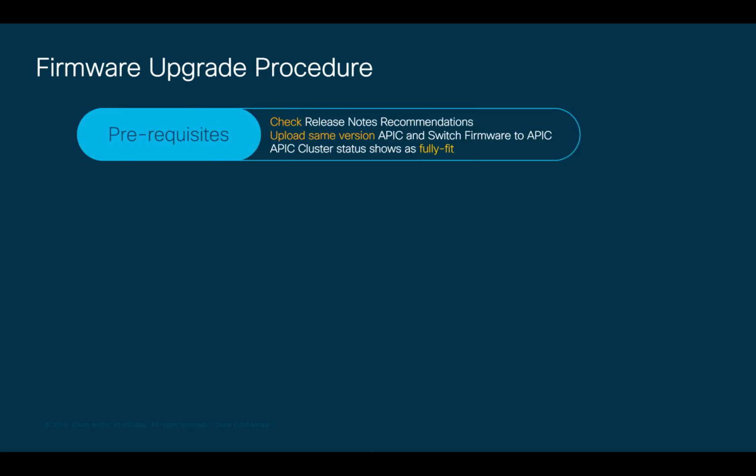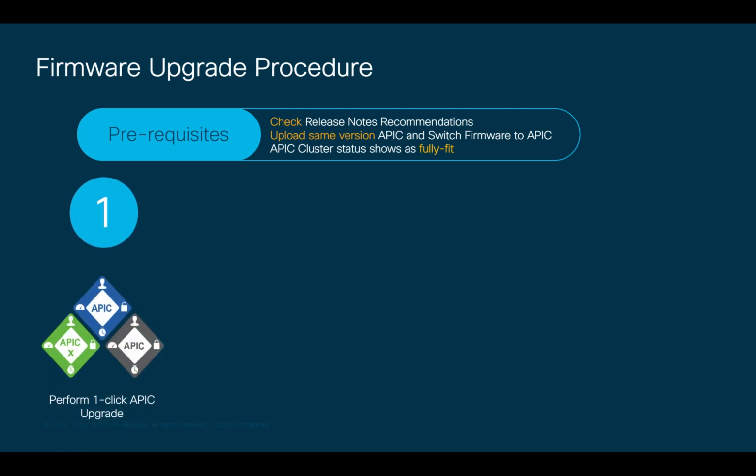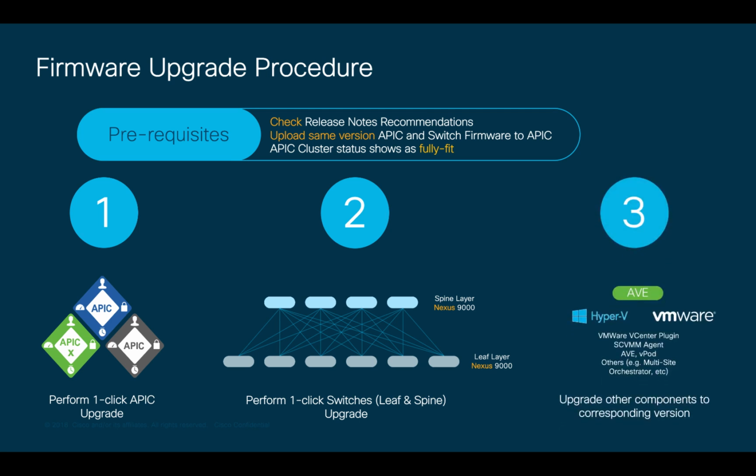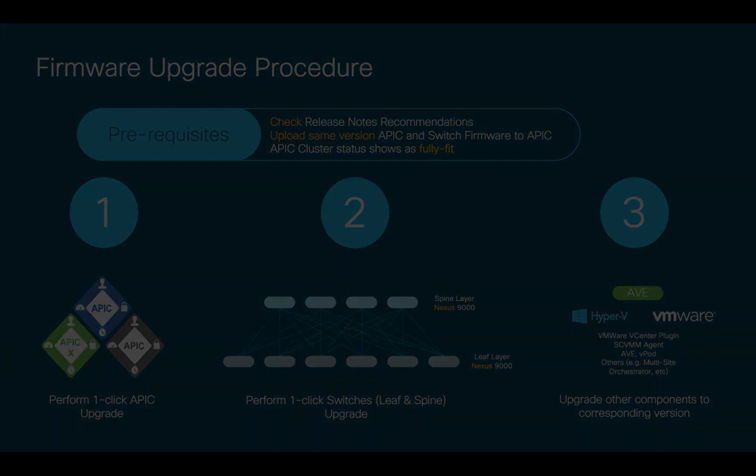We will proceed with the firmware update as follows. First, we will cover a few prerequisites to make sure we have a smooth software upgrade process. Then, we will execute 3 very simple steps. 1. Upgrade the APICs with a single click. 2. Upgrade the spine and leaf switches also with 1 click. And 3. Upgrade any other elements that may have dependencies on ACI, such as the VMware vCenter plugin, AVE, multi-site orchestrator, etc. We will not be covering step 3 in this video. However, we will learn how to upgrade these and other elements as we learn about them in the series.